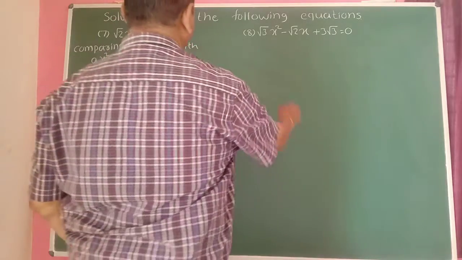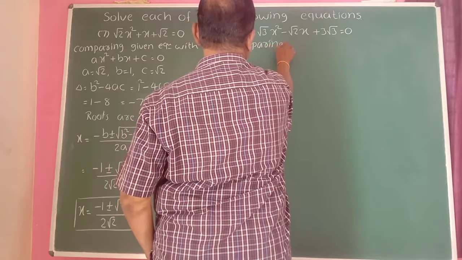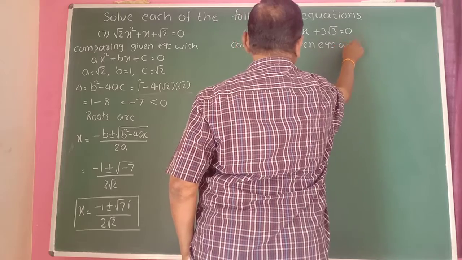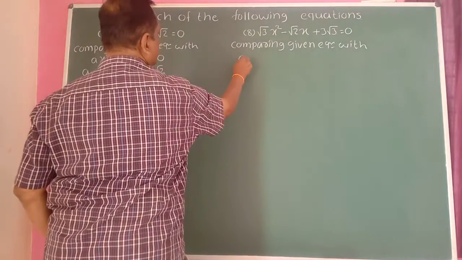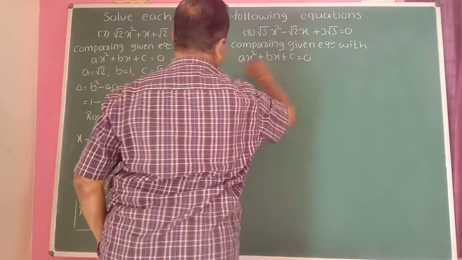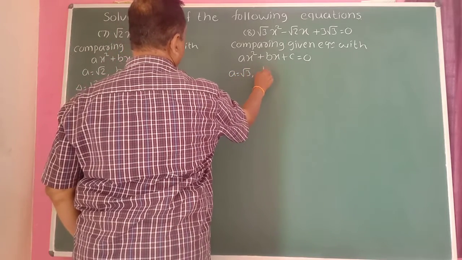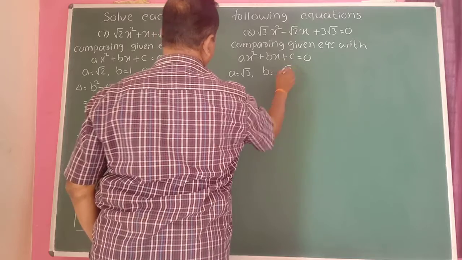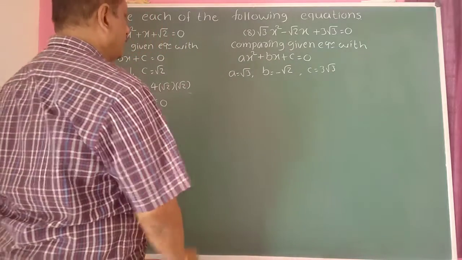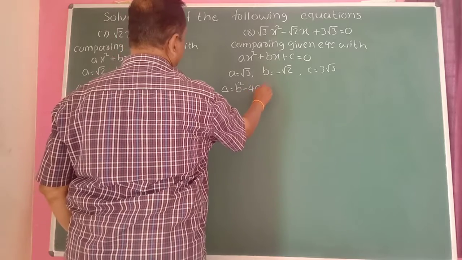Similarly, next one also, comparing given equation with ax square plus b into x plus c is equal to 0. Therefore, a is equal to root 3, b is equal to minus root 2, and c is equal to 3 root 3. Therefore, discriminant delta is equal to b square minus 4ac.